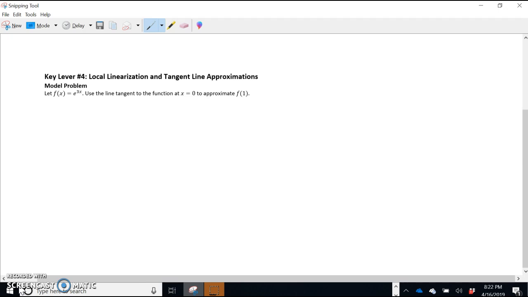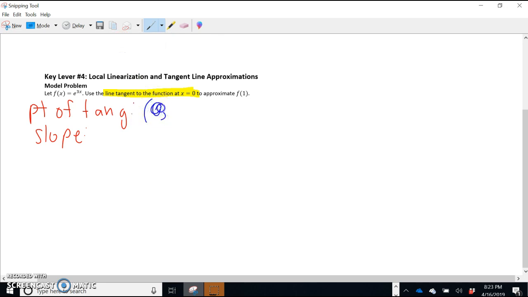If I have a function defined as e to the 3x, and I'm asked to use the line tangent to the function at x equals 0 to approximate f of 1, then what I'm going to need is two things: a point of tangency and a slope. The only way I'm going to be able to build the line tangent to the graph is with these two characteristics.